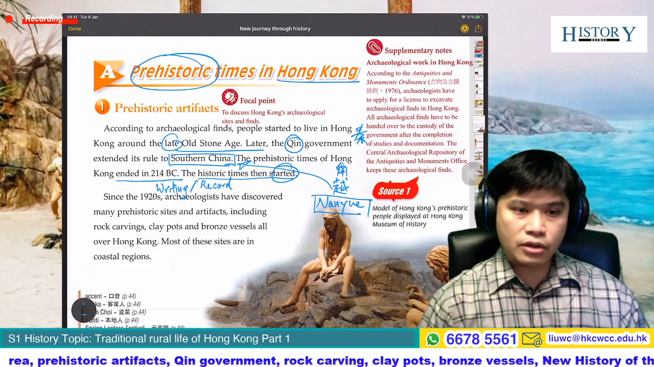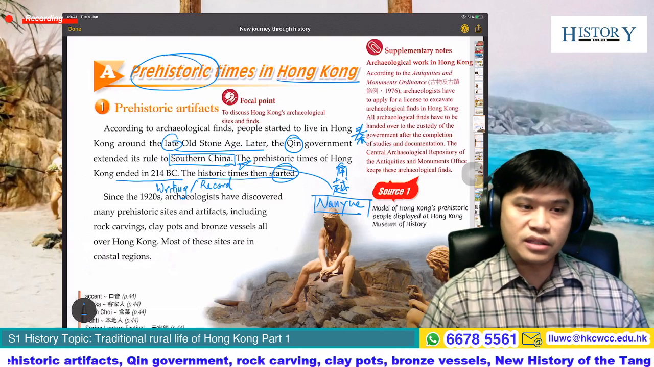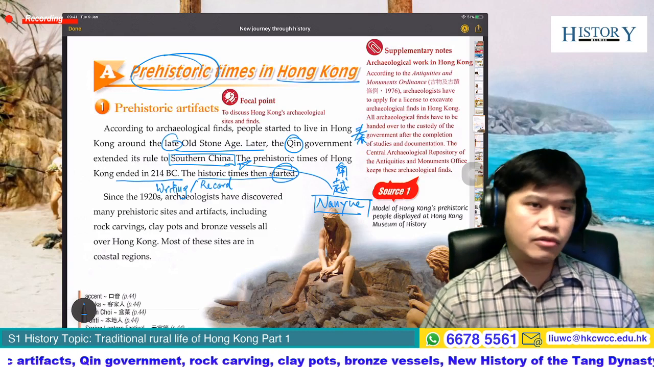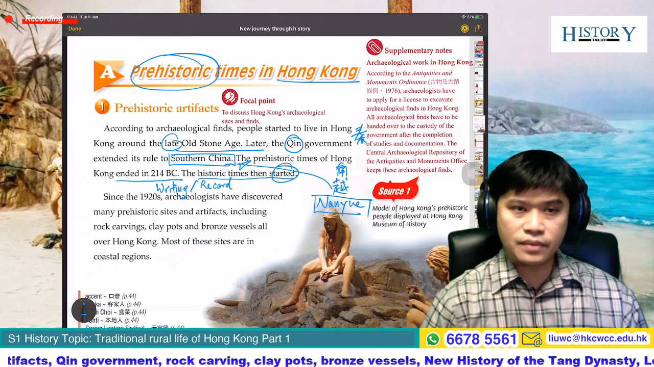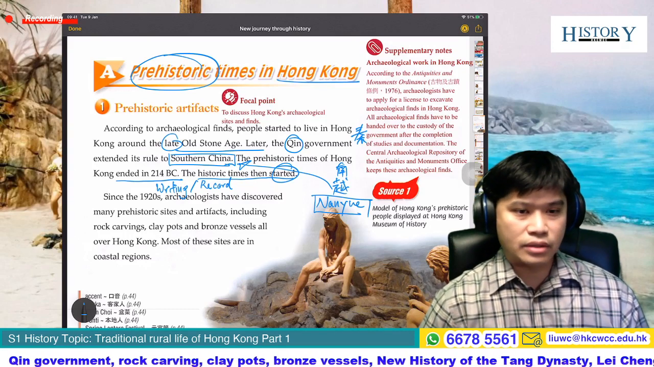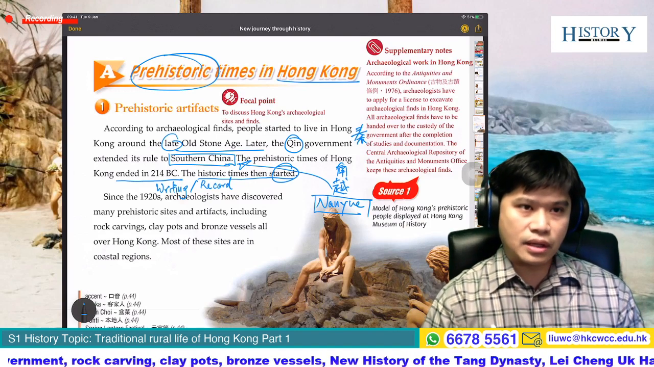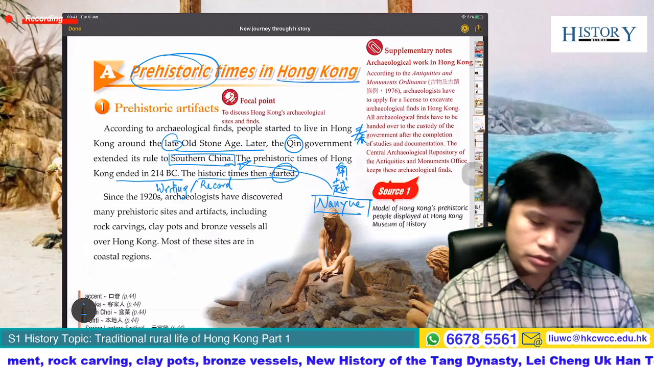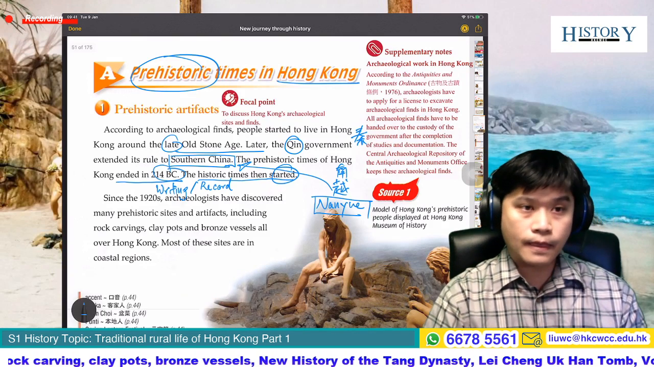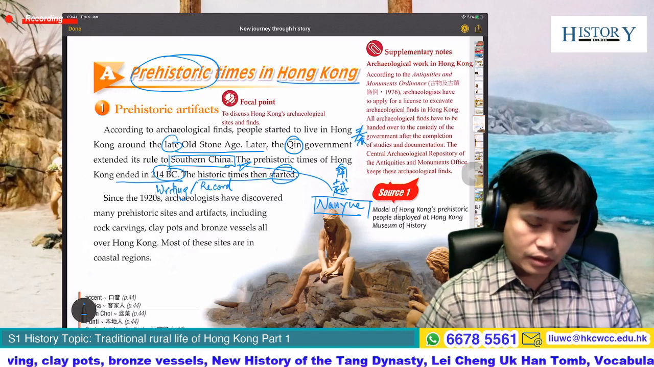For the records before, such as the oracle bones in the Shang Dynasty, is there any record about the development in Hong Kong? Sorry, no. That's why we still say Hong Kong was in the prehistoric time until 214 BC.